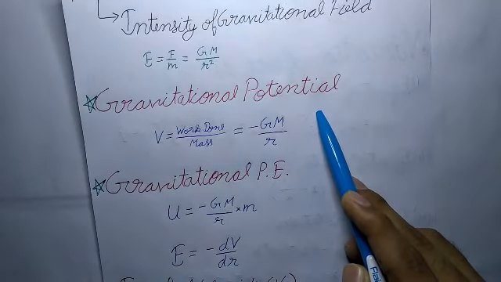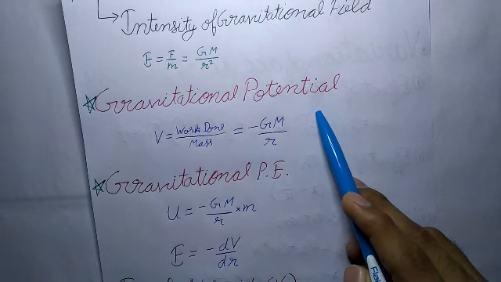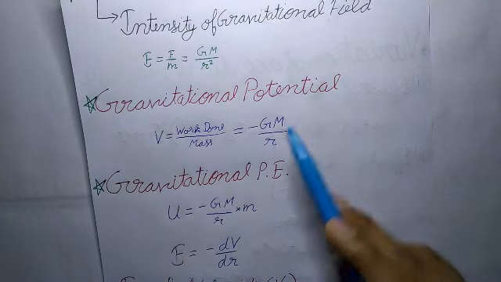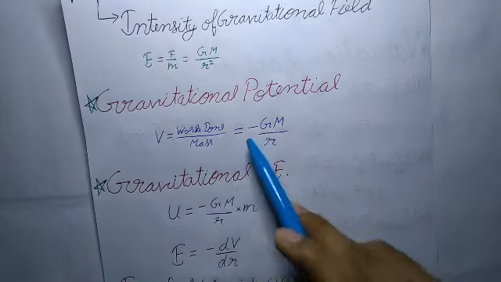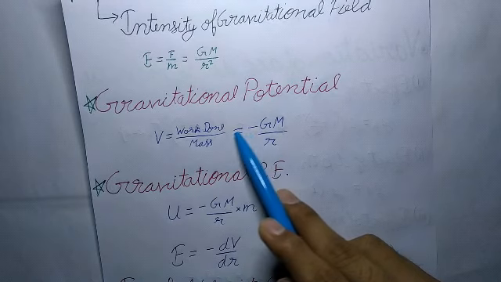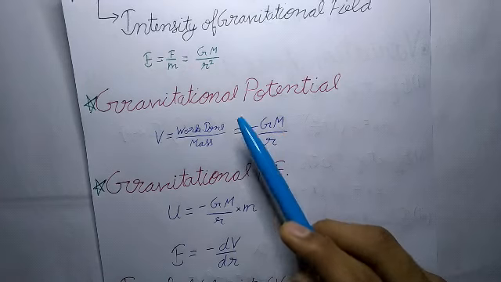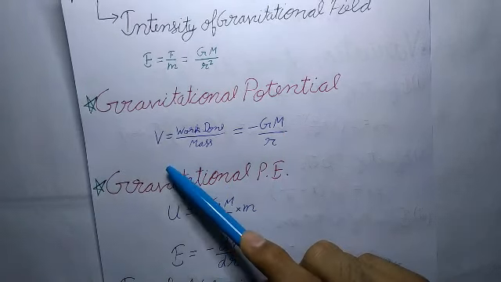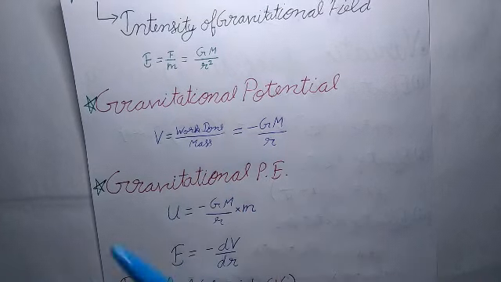The gravitational potential at a point in the gravitational field of a body is the amount of work done in bringing a body of unit mass from infinity to that point. It is a scalar quantity. Gravitational potential V is equal to work done upon mass, which is equal to -GM/R. The SI unit of gravitational potential is joule per kg and the CGS unit is erg per gram.